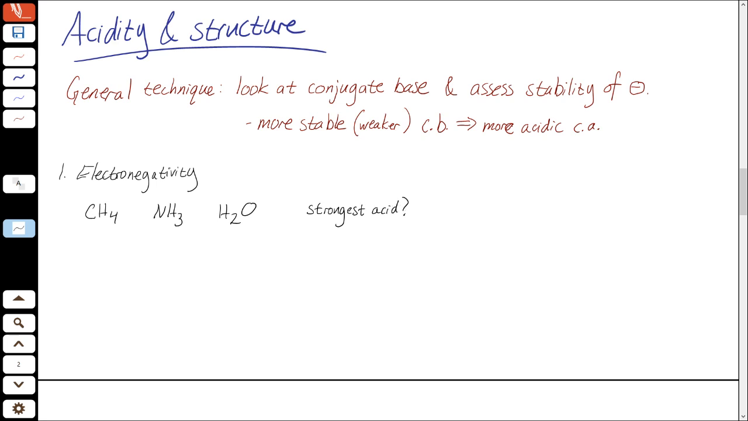Now, just looking at those structures, eventually you'll be able to figure it out. You might be able to figure it out now just from previous experience. But the technique here is we want to look at the conjugate base and then think about that negative charge on the conjugate base. So let's imagine that each of these gets deprotonated. Each of these loses a hydrogen. What's the result?